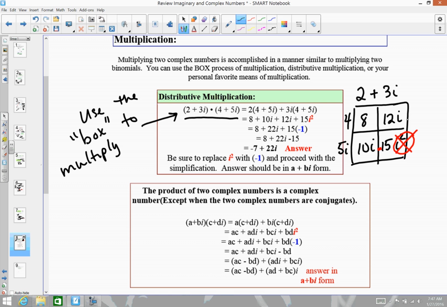So now when I combine like terms, diagonal terms in the box should be like terms. So I have an 8 and a negative 15. That gives me negative 7. And then I have 10i and 12i to add together, which gives me a positive 22i.